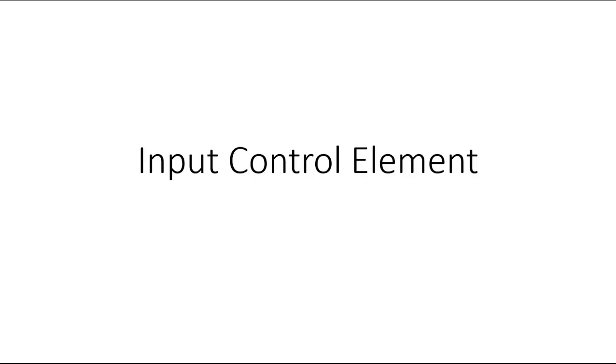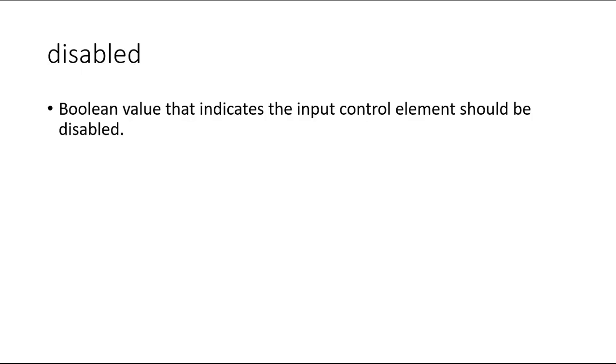This is a series of UI technologies, and today we are going to learn input control element part 3. So let's begin the session. Today we are going to understand the disabled attribute of the input element. Disabled is a Boolean value that indicates the input control element should be disabled.